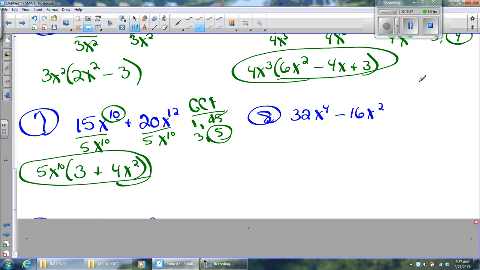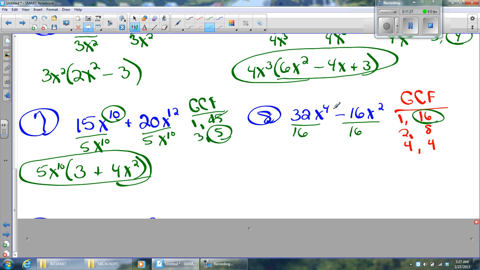I change colors here. Okay, I'm going to look for the GCF. I'm on problem 8 here. GCF of my coefficients. The smallest number is 16, 1 and 16, 2 and 8, 3 doesn't go in, 4 and 4. Okay, and then I see does 16 go into 16? Of course. Does it go into 32? You bet. So I'm going to divide by 16.